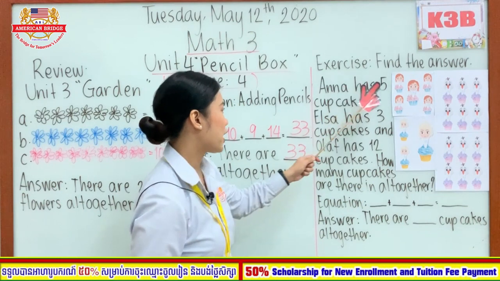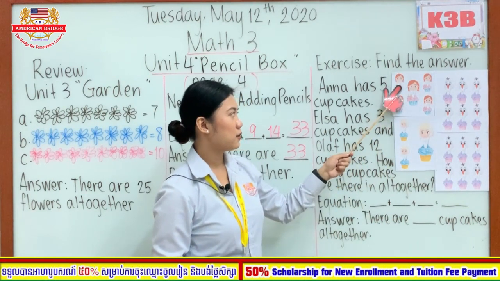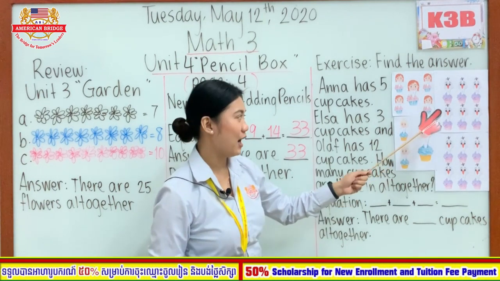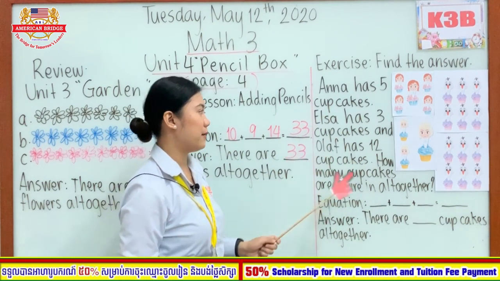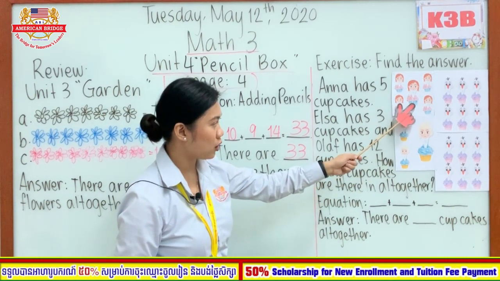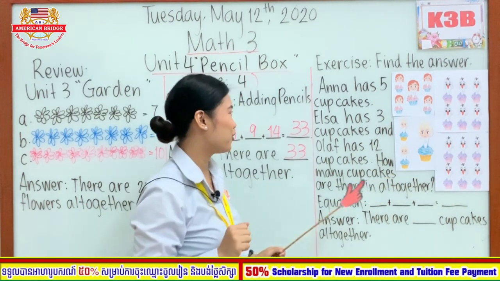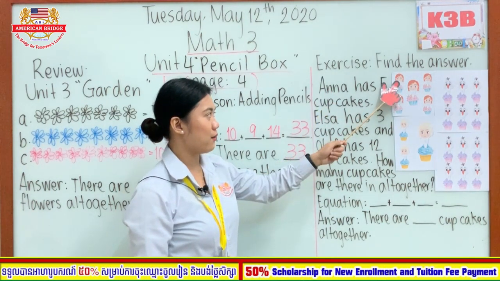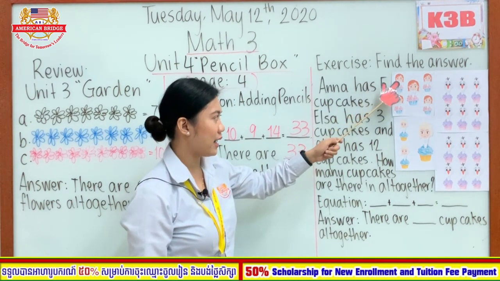Great. So here's our problem. Do you know who these are? This one is Anna from Frozen. This one, Elsa. How about this one? Olaf. Very good. So our problem talks about cupcakes. This is what you call cupcakes. Who loves to eat cupcakes? Yeah, teacher too. So here's our problem. Anna, this one is Anna, right?